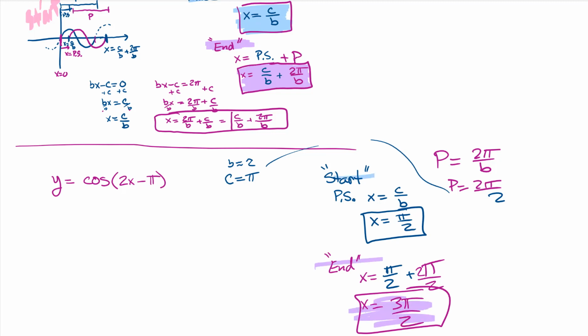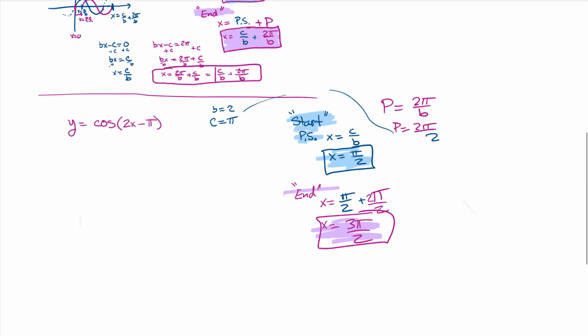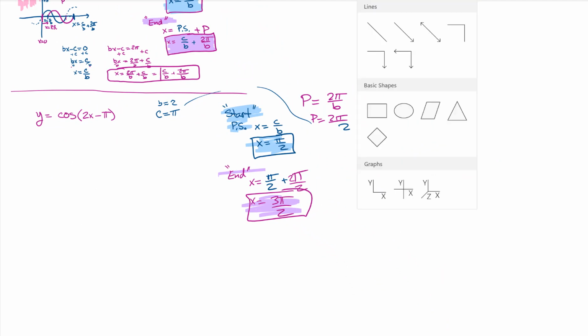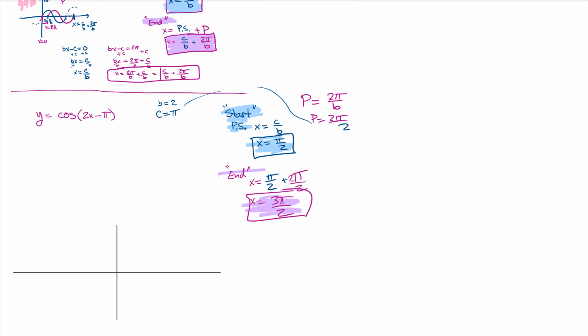So we'll start our phase shift at x is equal to pi over 2, but we're going to have the same shape. Nothing's going to change. If you know how to graph cosine, we're going to be able to graph this thing. No issue whatsoever.